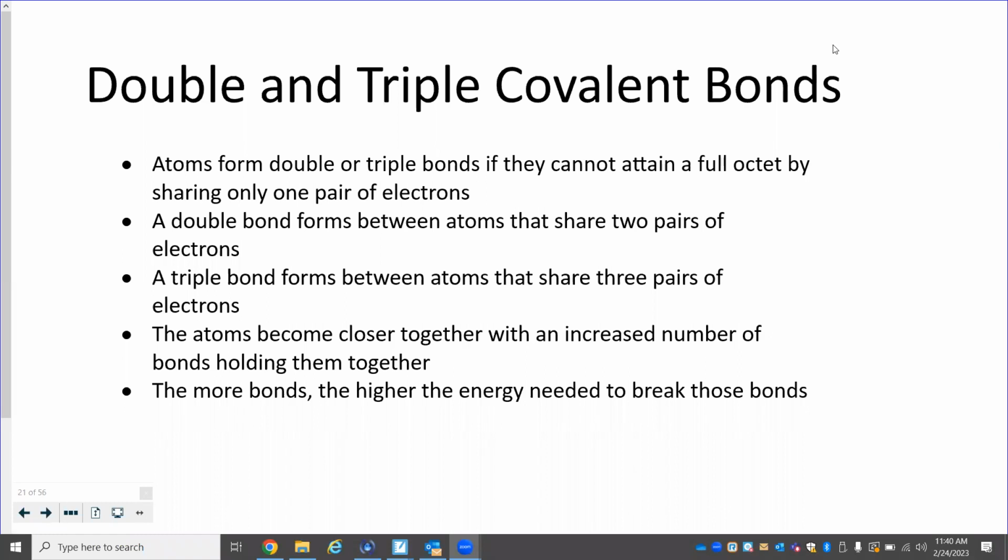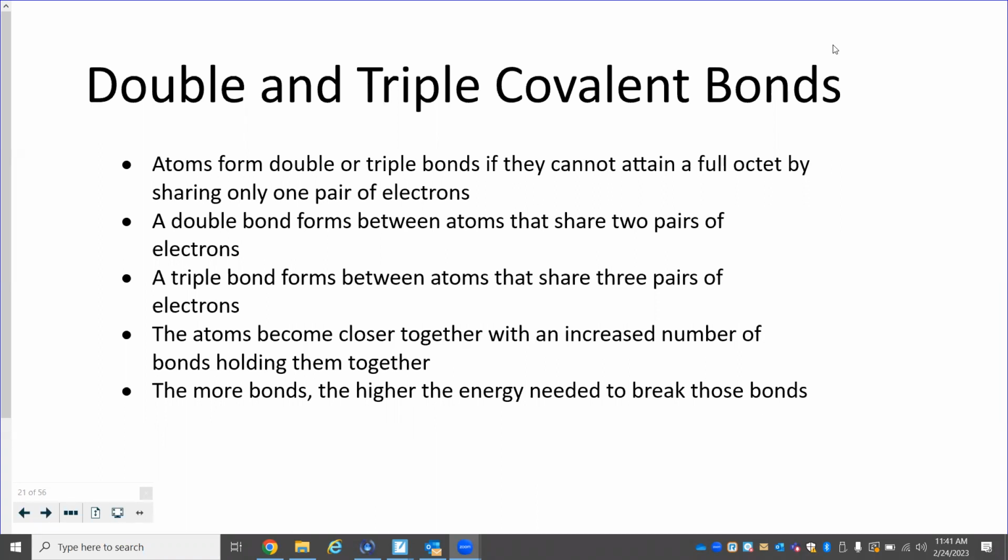So the single covalent bond filled the octet for those particular molecules. Well, if sharing 1 pair of electrons doesn't fill the octet, we can also form double and triple bonds. Atoms will form double or triple bonds if they cannot attain a full octet by sharing only 1 pair of electrons. So they will continue sharing until the atoms are full.